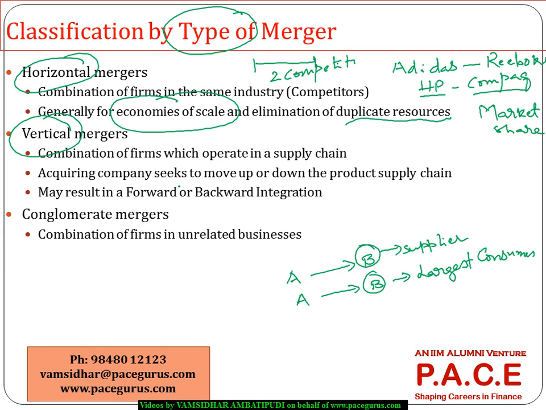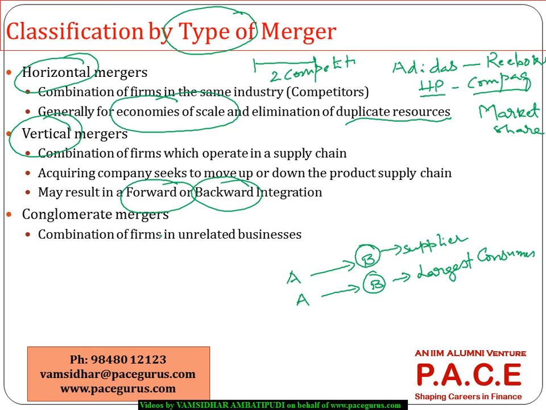When it is up, we call it backward integration. When it is down, which is like customers, we call it forward integration. When it is with the suppliers, we call it backward integration. When it is with the customers, we take it as forward integration there.